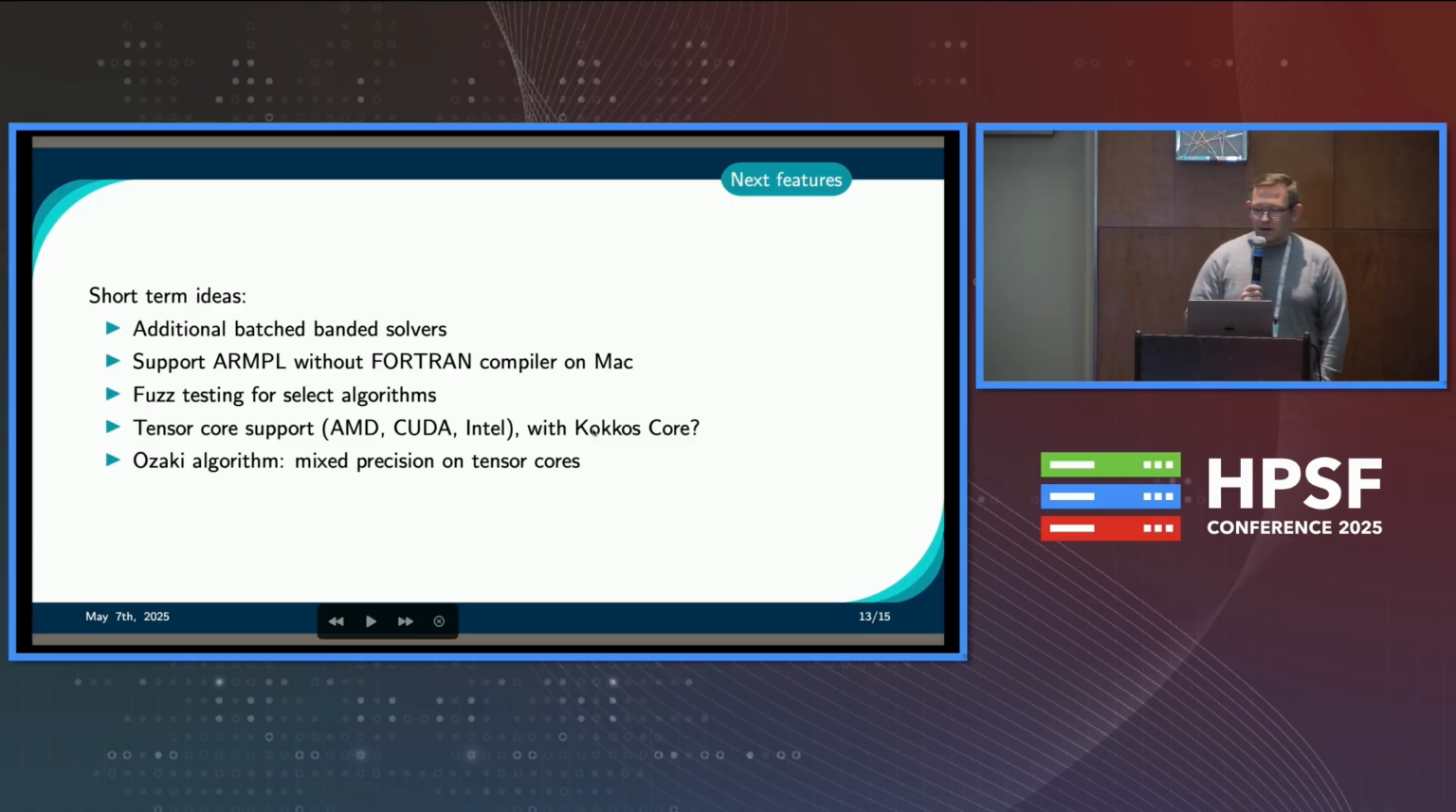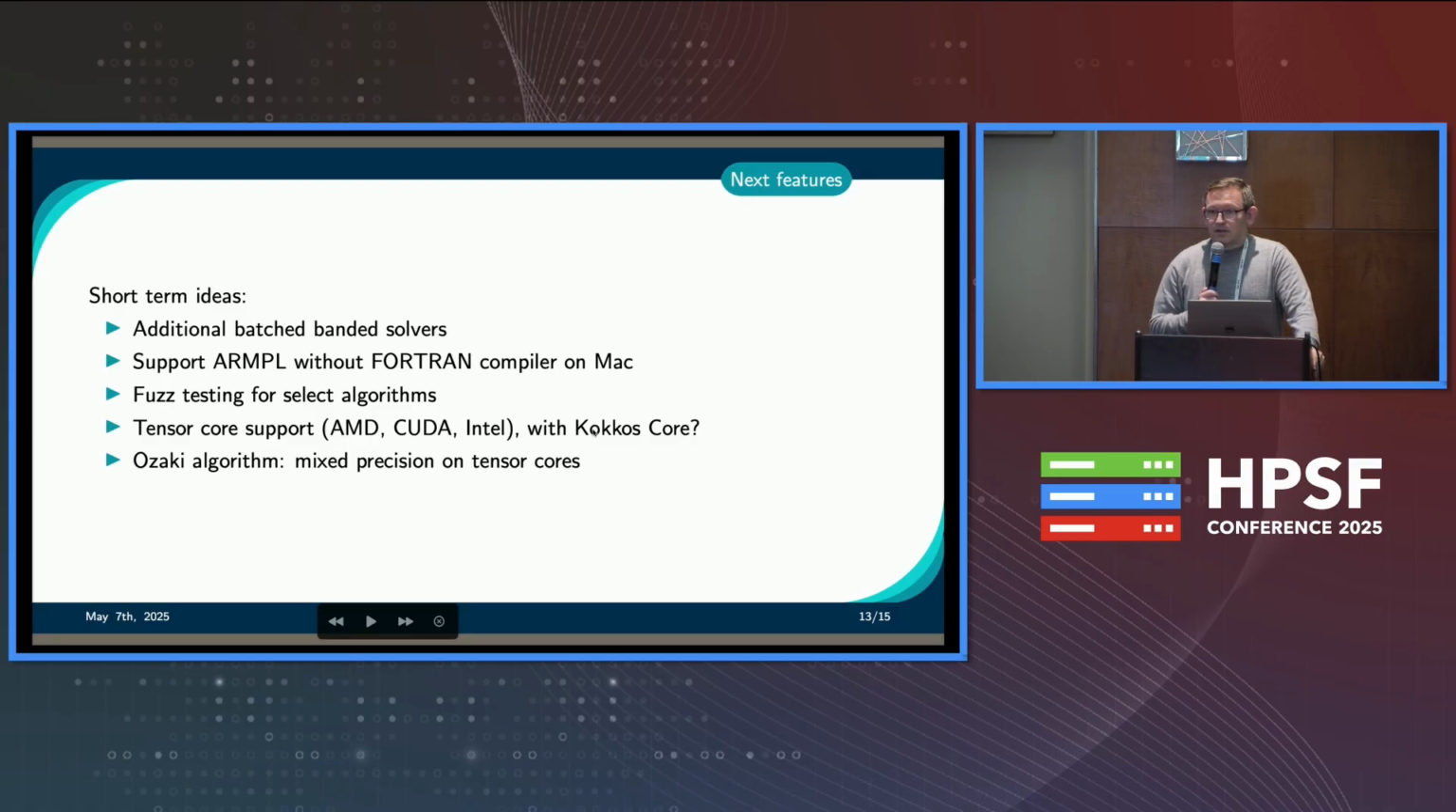Okay. So short-term ideas that we're going to try to work on: additional batched and band-in solvers. I've recently discovered that it's possible to use ARMPL without a Fortran compiler, just using the libraries that are shipped directly. So we're probably going to modify our CMake a little bit so that we can do that more easily for our customers, and probably have a GitHub action that does that.